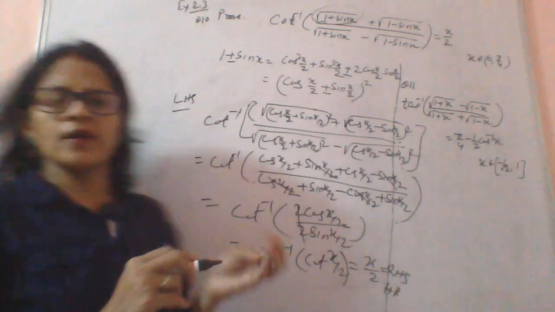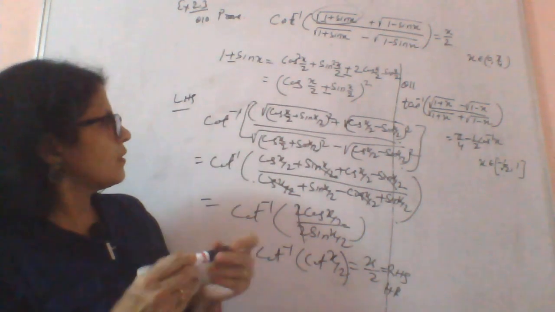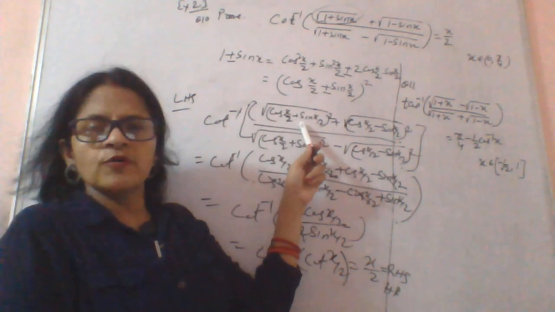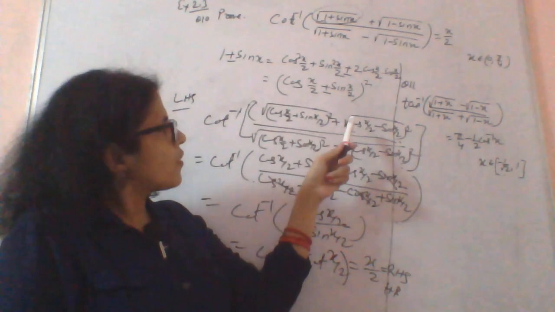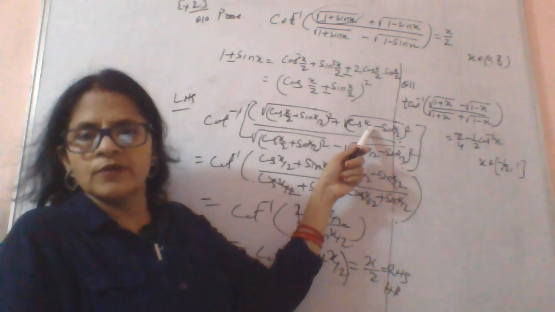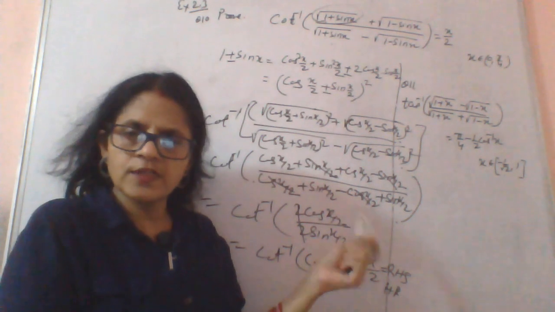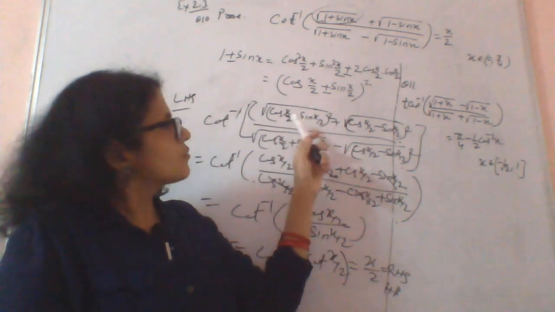Now the question may arise, why we have taken here cos x by 2 plus sin x by 2, and cos x by 2 minus sin x by 2. We could have taken sin x by 2 plus cos x by 2. It's fine. So no problem.